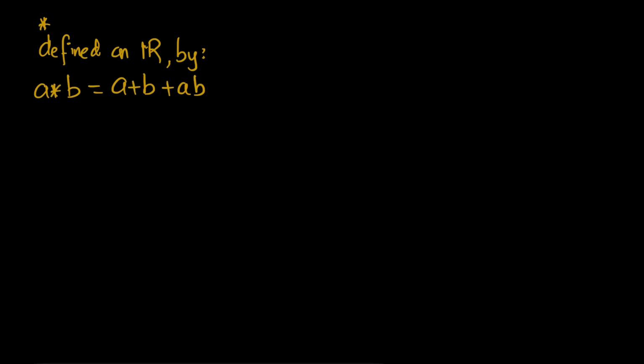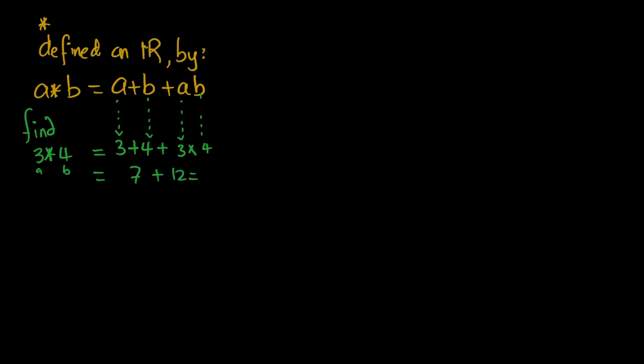Now we're being told to find 3 star 4. Now we can tell this is our A and this is our B. So wherever we find A, we put 3 there. Wherever we find B, we put 4 here. This is our A multiplied by the B, which is 4. And then we end up getting a 7 plus a 12, and the answer is 19.